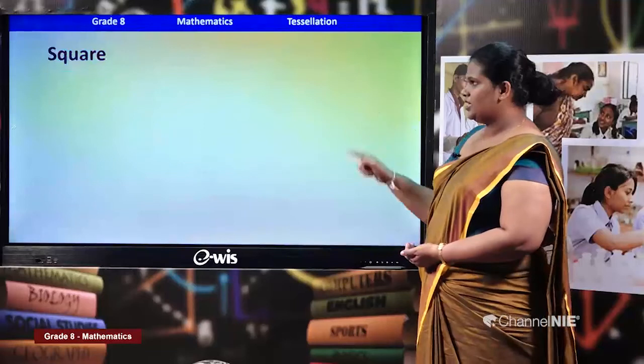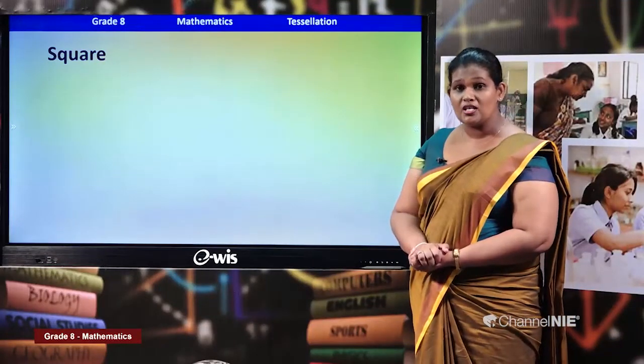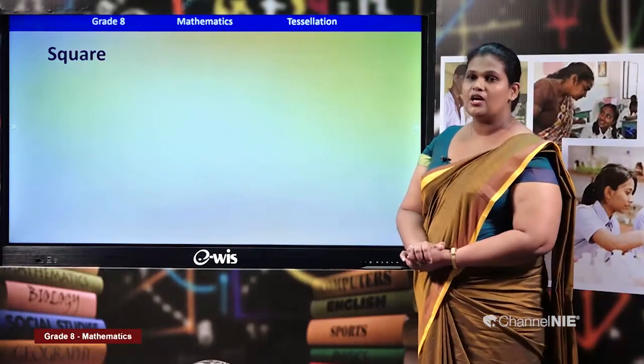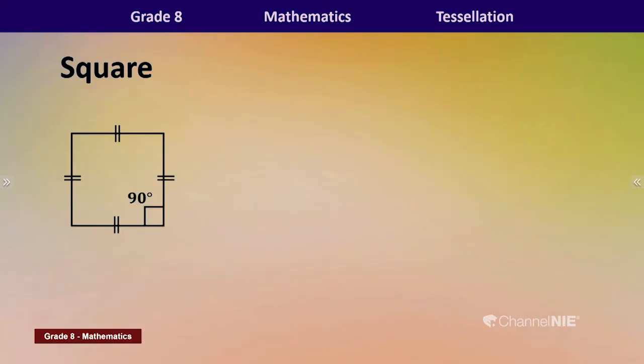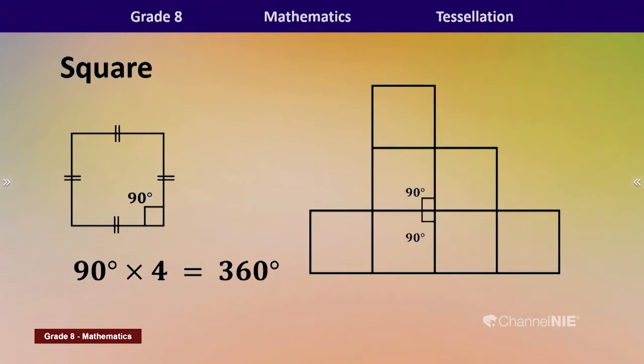Right. Next, using squares also we can construct regular tessellations. The reason is the magnitude of the interior angle of a square is 90 degrees. So, we know that 90 degrees multiplied by 4 is 360 degrees. Therefore, we can create a regular tessellation using squares. Now, here I have mentioned the vertex point also.